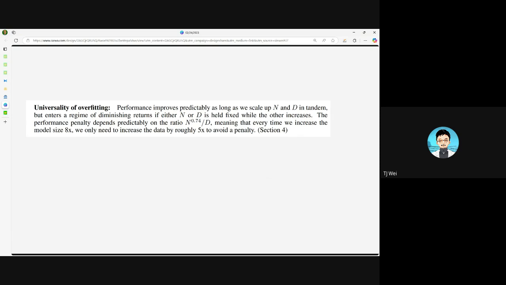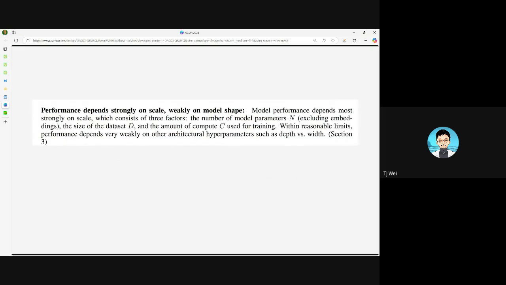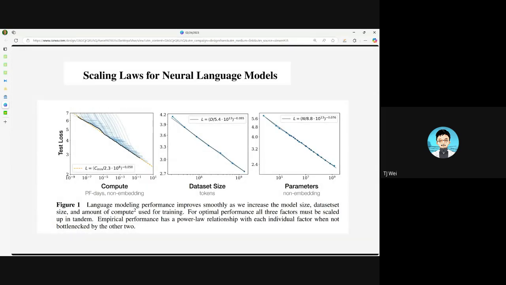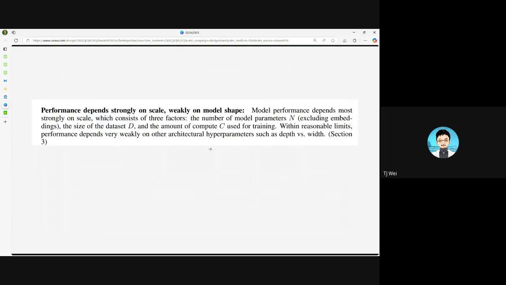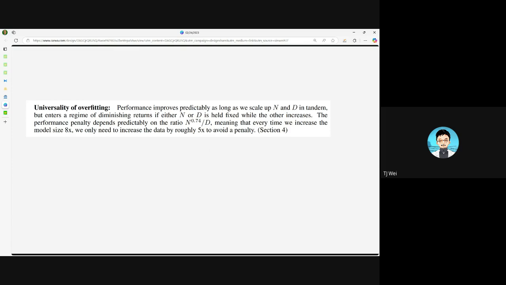Another thing is that the performance improves predictably as long as we scale up all of these, the computation and so on. Here N is the parameter size and D is the data size. If N and D are held fixed, there are diminishing returns if either N or D is held fixed. So if N and D are getting larger and larger, the performance will improve in a more predictable way.